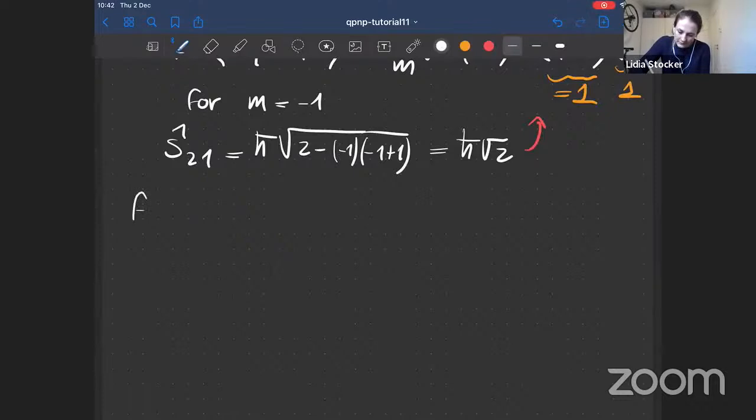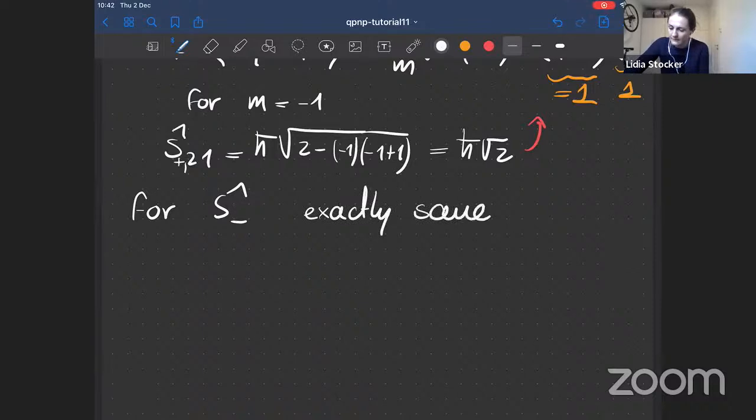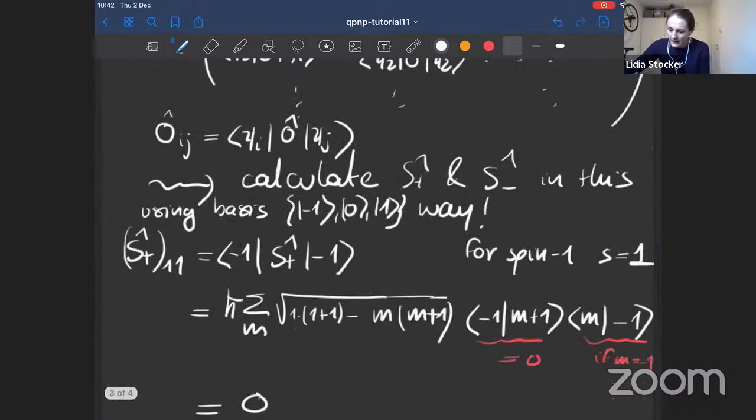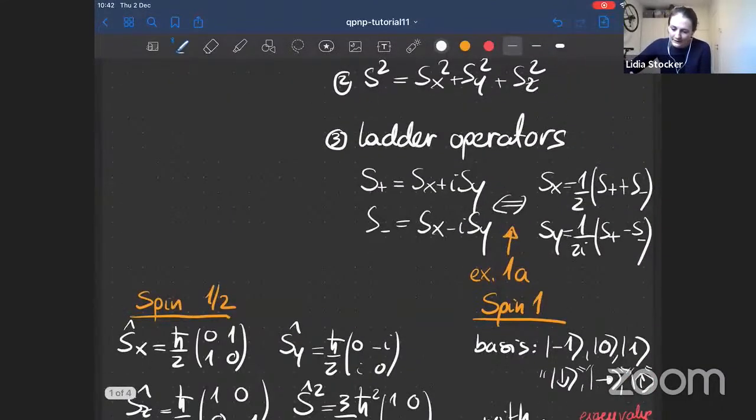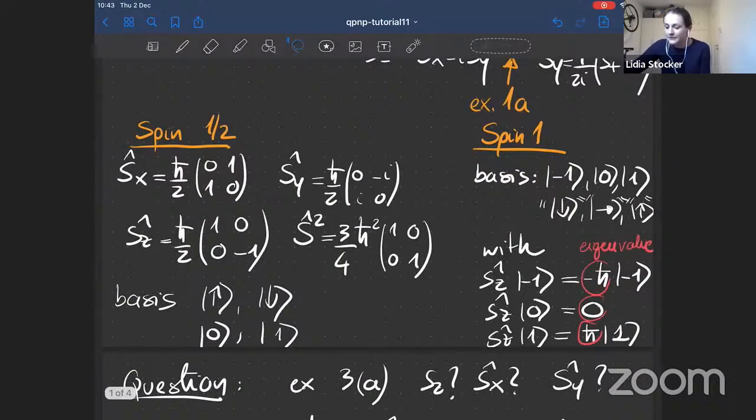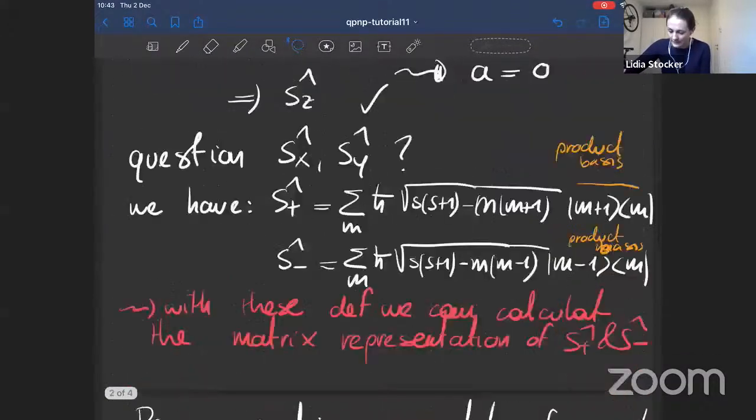And here we'll have S plus. For the S minus operator, exactly the same. And once we have this, we can go back to our definitions here. If we have a matrix form, then to calculate the matrix representation of the Sx and Sy operators, we just simply add two matrices or subtract them. So nothing very complicated. And after this, you will have defined the spin matrices of a spin 1 system.